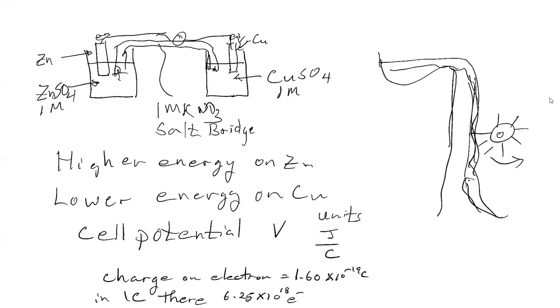So this is going to be a half of my cell. Standard hydrogen electrode. Call that SHE. And it's made by having a solution that is 1 molar in hydrogen ions.